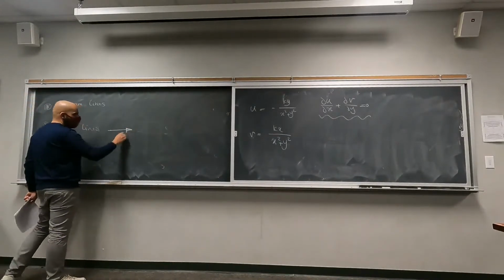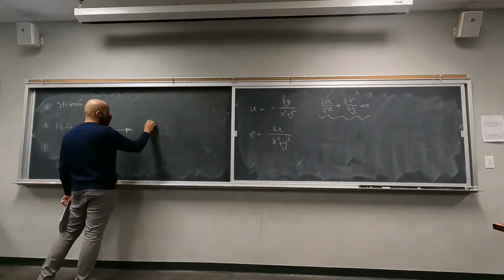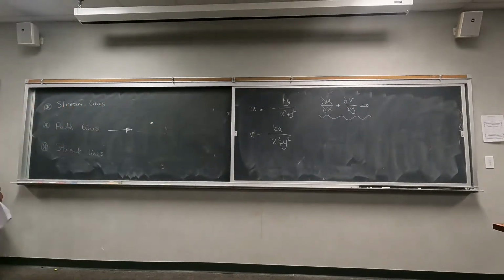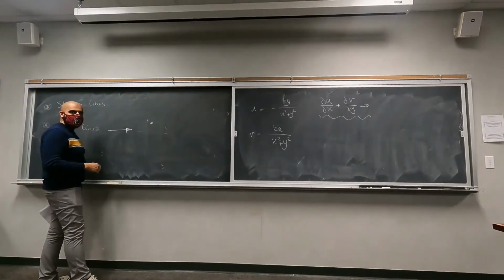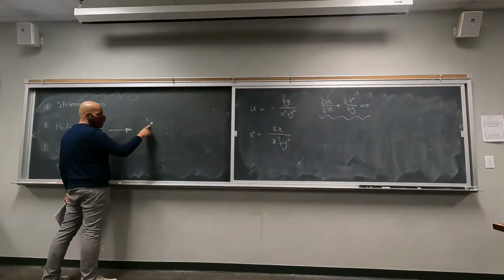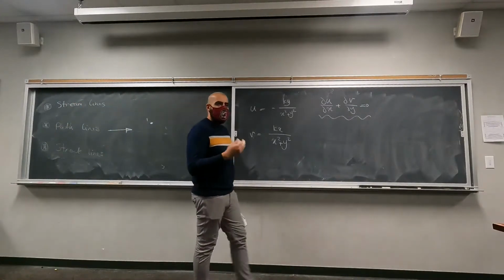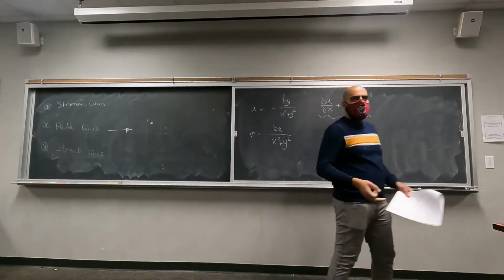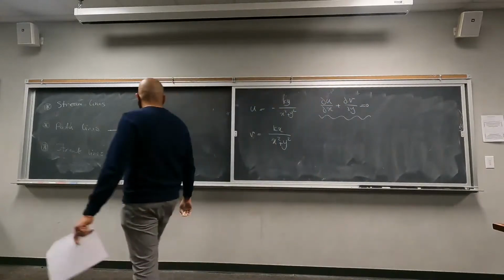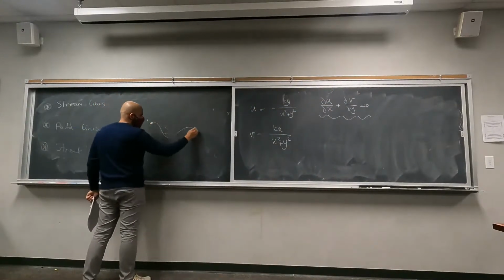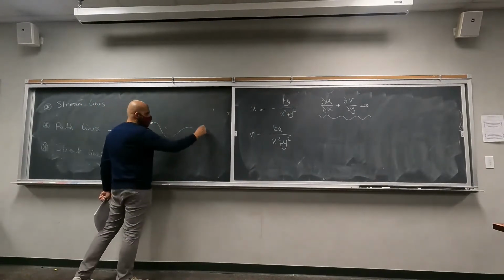Path line is a path a fluid particle goes through when it passes point 1. So let's say you have a fluid particle at this point, and then you want to see what is the path it has taken after an hour. So a path a fluid particle takes after passing through a point. So the particle has moved from point 1 to point 2, right?